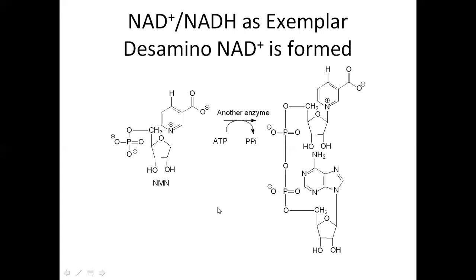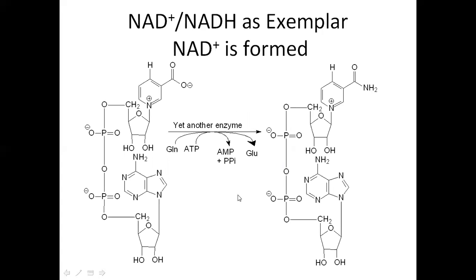Another enzyme converts the nicotinate mononucleotide into desamino NAD. NAD stands for nicotinamide adenine dinucleotide. So here we have two nitrogenous bases, the niacin and the adenosine, two sugars, both ribose, and two phosphate groups. The prefix des refers to without.